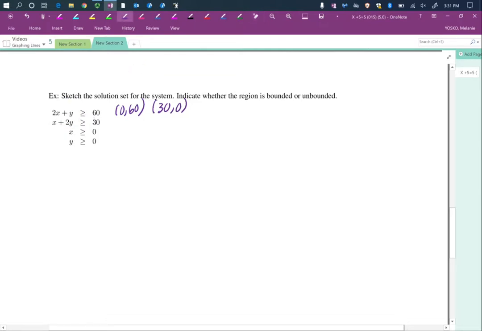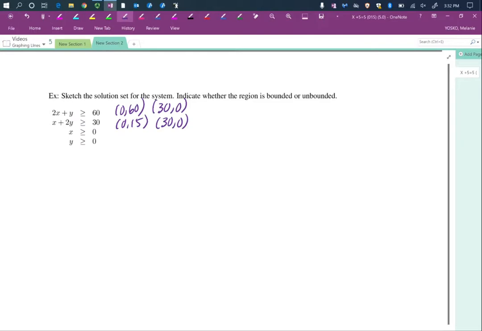Okay, so the next one, x plus 2y equals 30. Remember, I'm pretending this is an equals for right now. Okay, and then we're going to let x be 0, which means this piece is gone. So we're solving 2y equals 30. So y is 15. But that's only true if x is 0. Okay, now we're going to do it again. We're going to let y be 0, which means this piece is gone. So we see that x is 30.